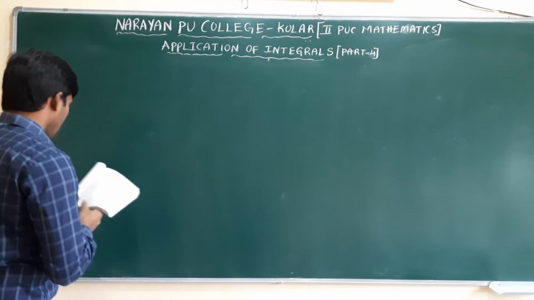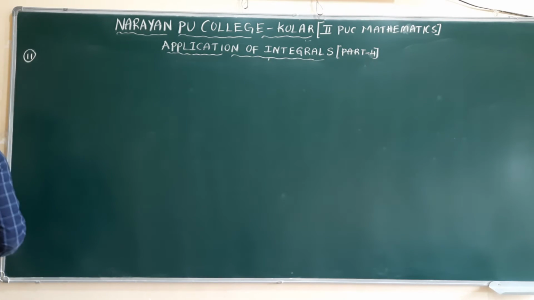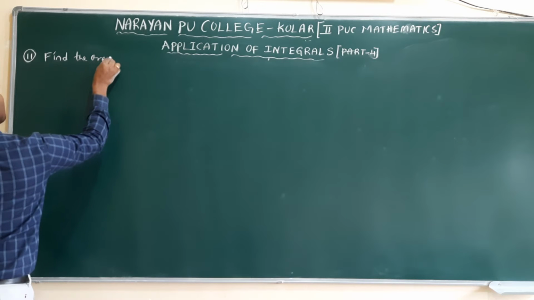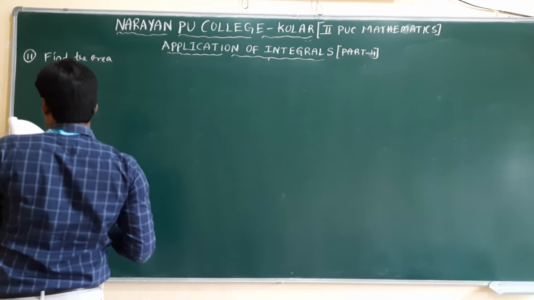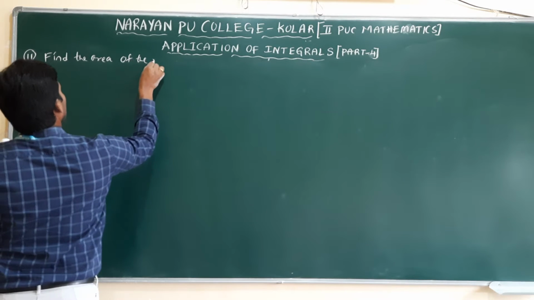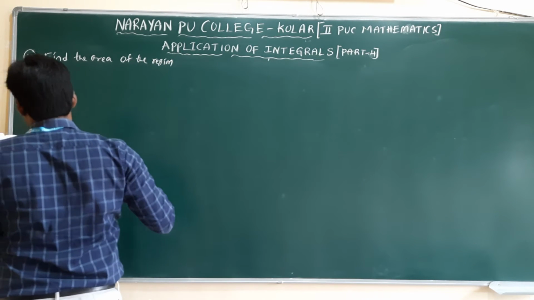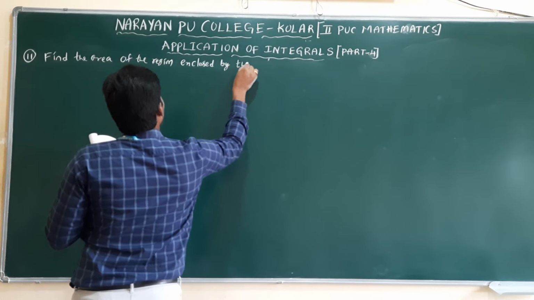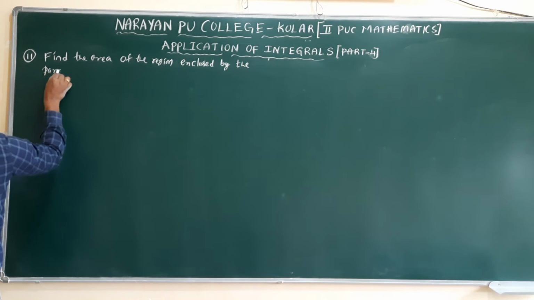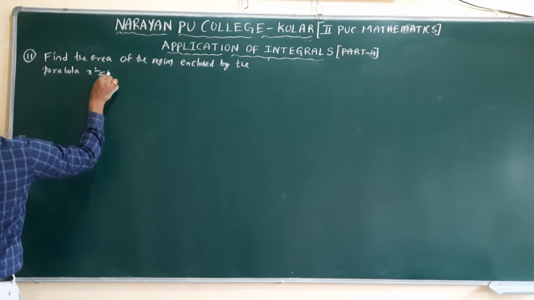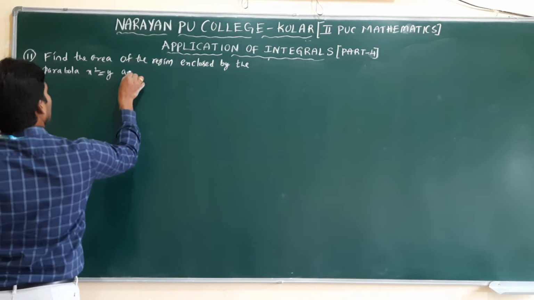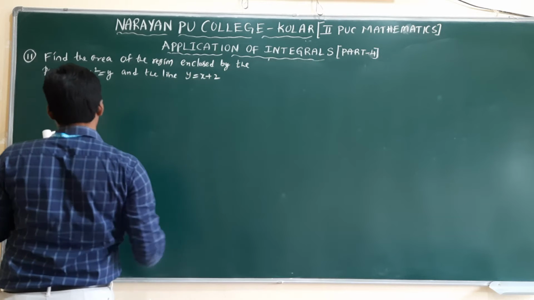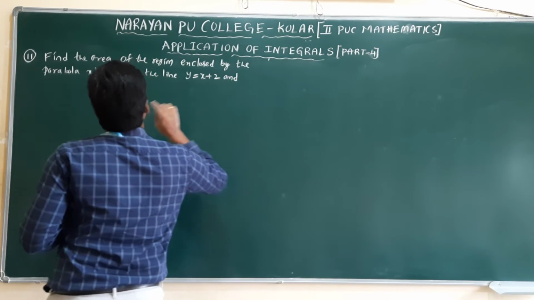Next question. Question number 11. Find the area of the region enclosed by the parabola x square equal to y and the line y equal to x plus 2 and the x-axis.